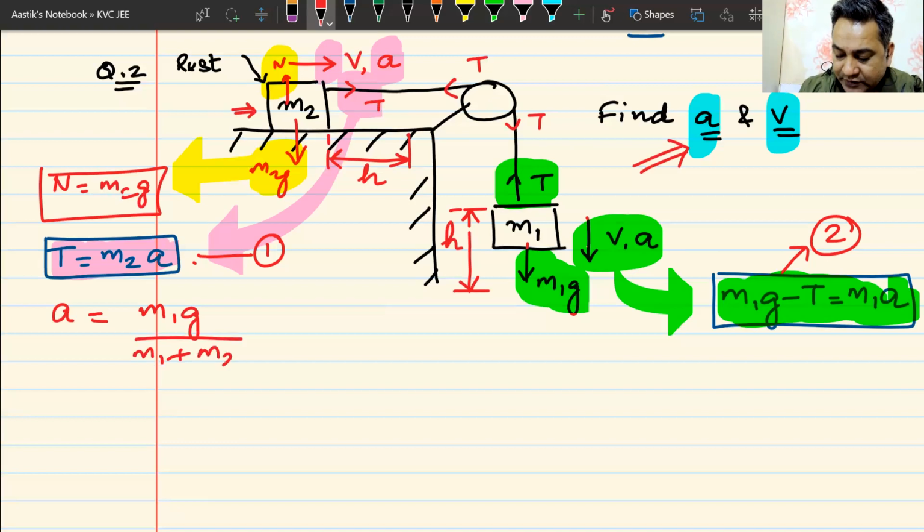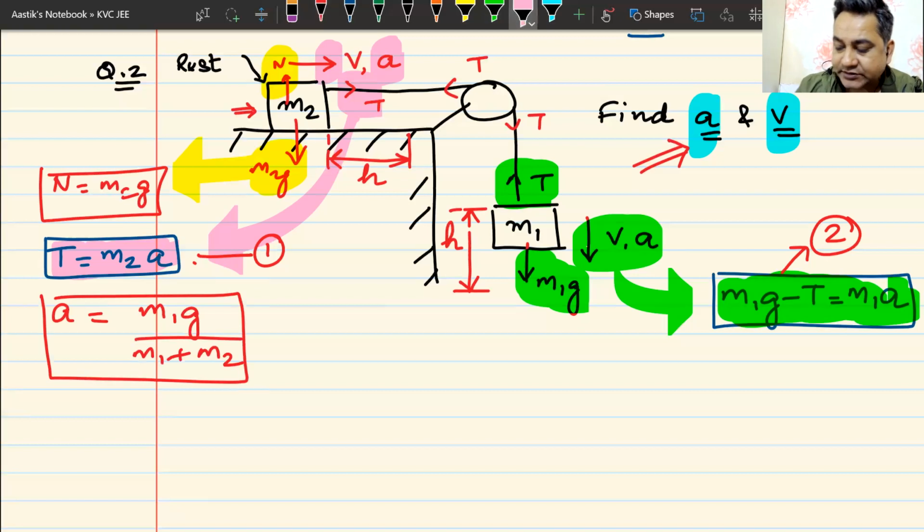If you remember, I also gave you shortcuts to find out a. If you don't remember them, you can go back to those lectures and see how we can find the value of a using the shortcut method. I can't discuss it right now, it would be a waste of time. So acceleration is m1g upon m1 plus m2. But the question does not stop here, because acceleration is already done. You have to find out this velocity as well, v.